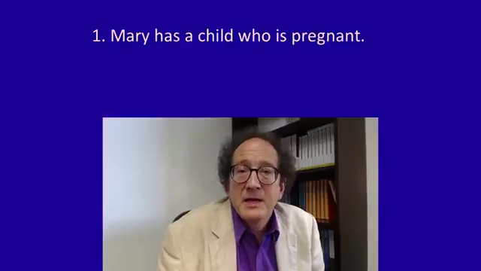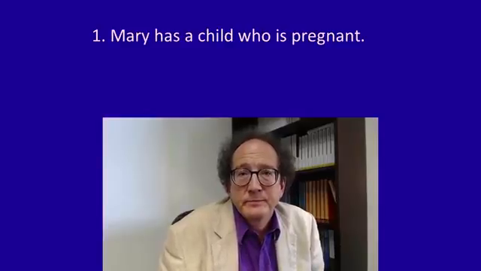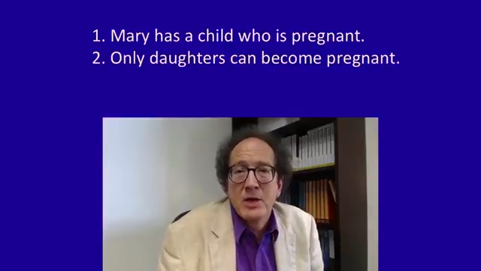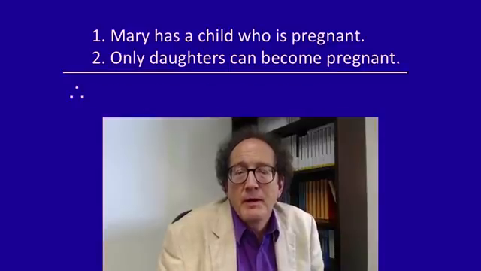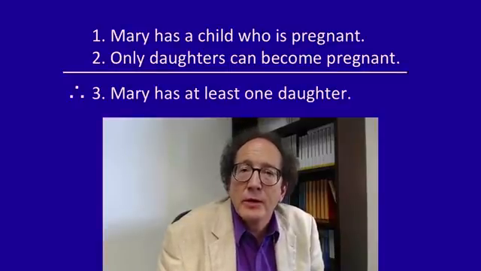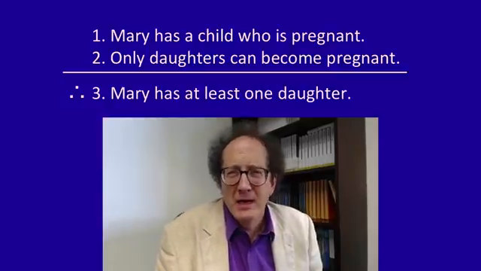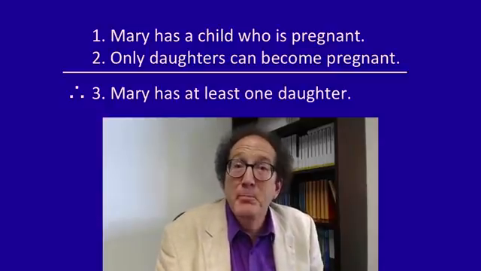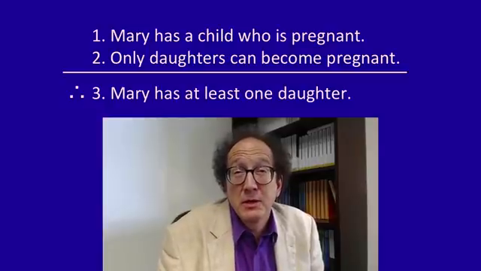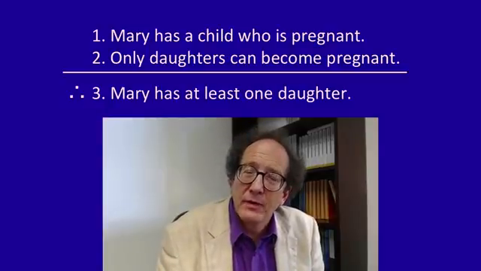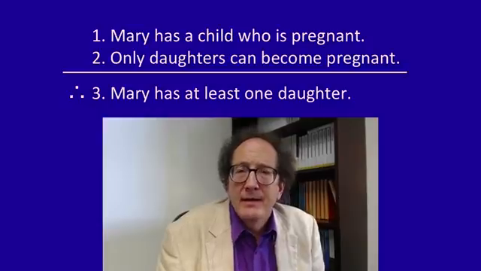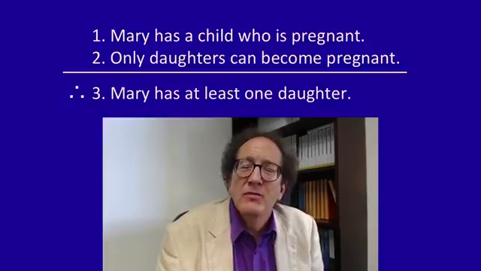So here's the argument. Mary has a child who is pregnant. Only daughters can become pregnant. Therefore, Mary has at least one daughter. Now, if you think about it, there's just no way, no possibility that both of those premises are true and the conclusion's false. That is the feature that we're going to call validity.